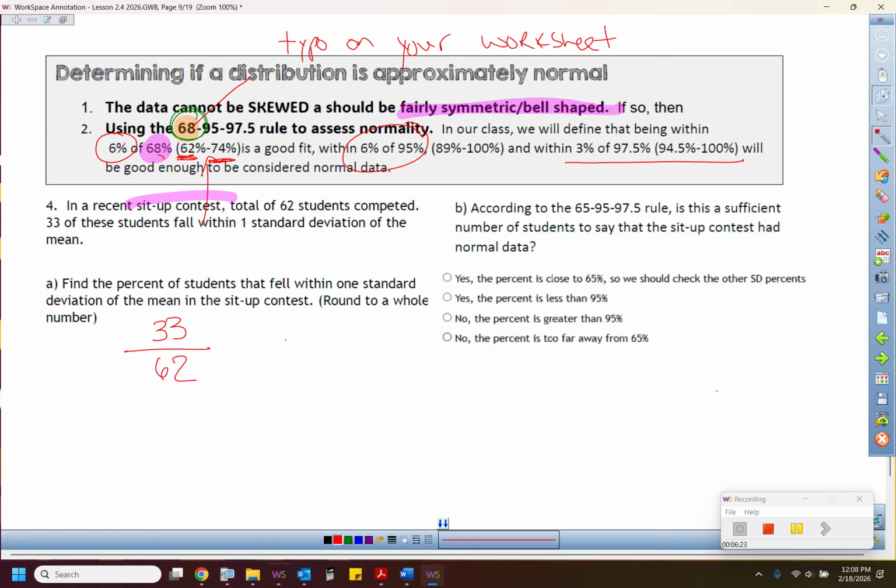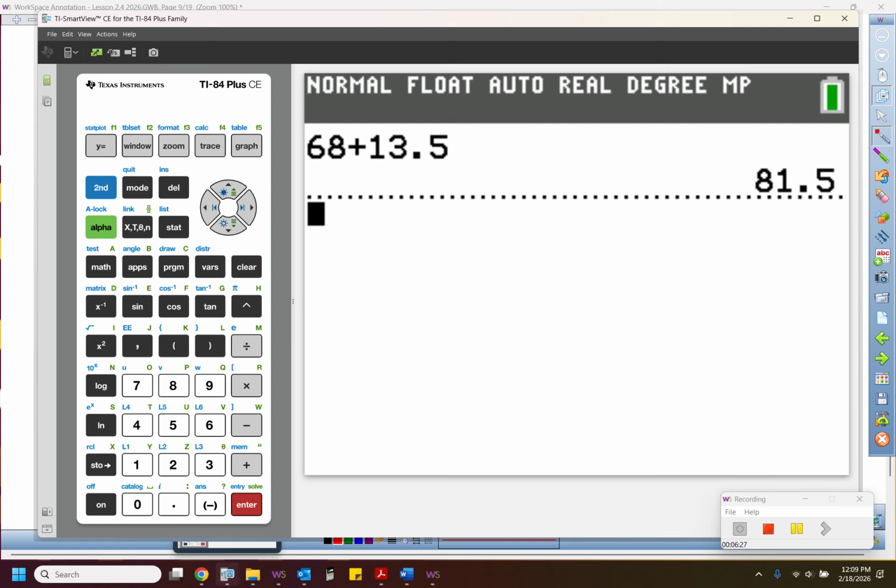62 total. All right. Well, let's punch that into the calculator and see what we get. 33 divided by 62, people that are within one standard deviation of the mean. And if we round that to the nearest percent, remember we have to move 2 decimal places to the right, what would you get? 53%.